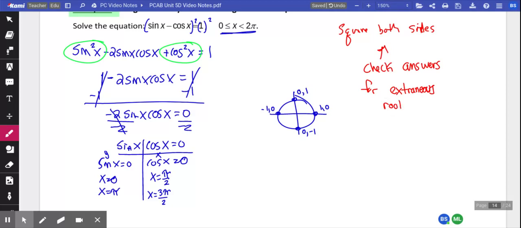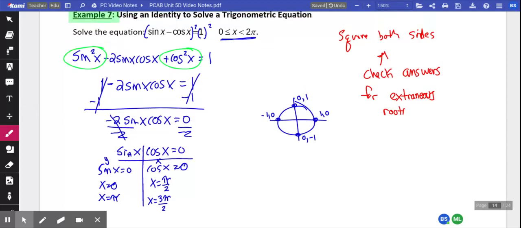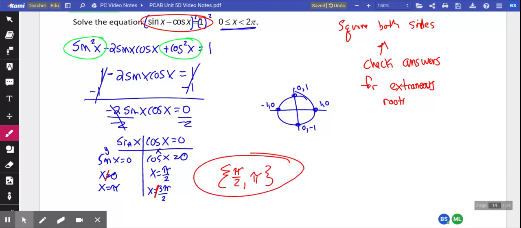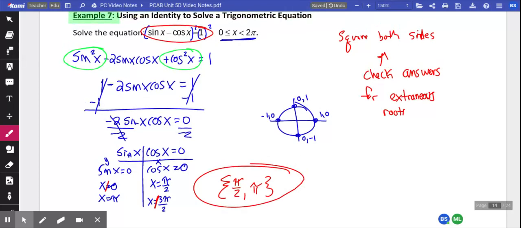All right. And essentially what would happen is you're going to plug these back into the original, sine x minus cosine of x is equal to 1. So you're going to plug these all in as x values. And for the sake of time, what you're going to find is that when x is equal to 0 is plugged in, it doesn't work, and 3 pi over 2 does not work. So your only answer should be pi over 2 and pi. All right, so this is just because we have that rule that when we square both sides, extraneous roots come into play, so we may need to check our answers just to make sure.